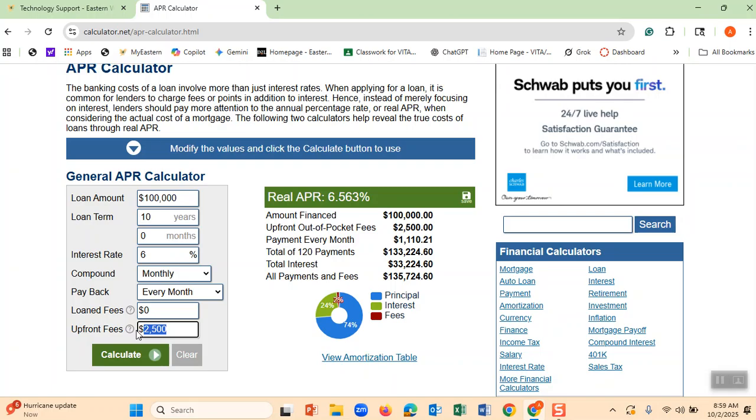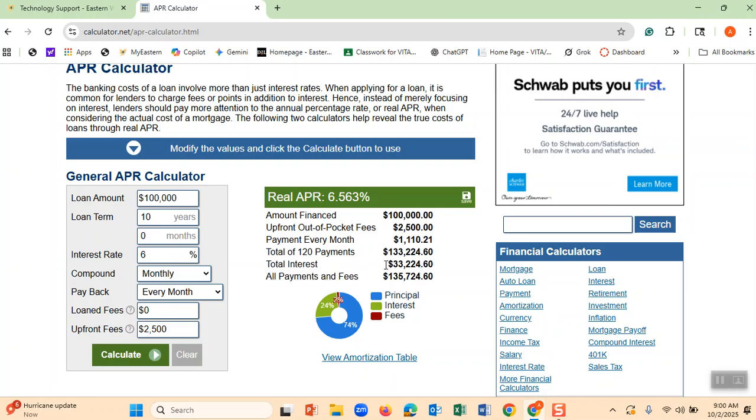The bank tells you that they are going to give you $100,000. You can have it, but you have to pay monthly, and for 10 years, every month, you have to pay. This is what you will pay every month. It will calculate it for you, and you will be paying 120 payments because it is 10 years, and the total will be this much.